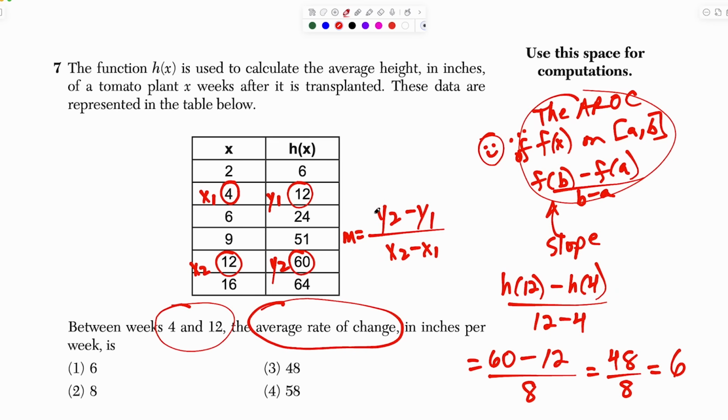But if it's confusing to use the function notation here, you could just think of this as the point (4, 12) and the point (12, 60). We're once again just finding the slope between these two points. So when we actually plug into the function, see how we're getting 60 minus 12 over 12 minus 4, and we get 6. So choice 1 is our answer.